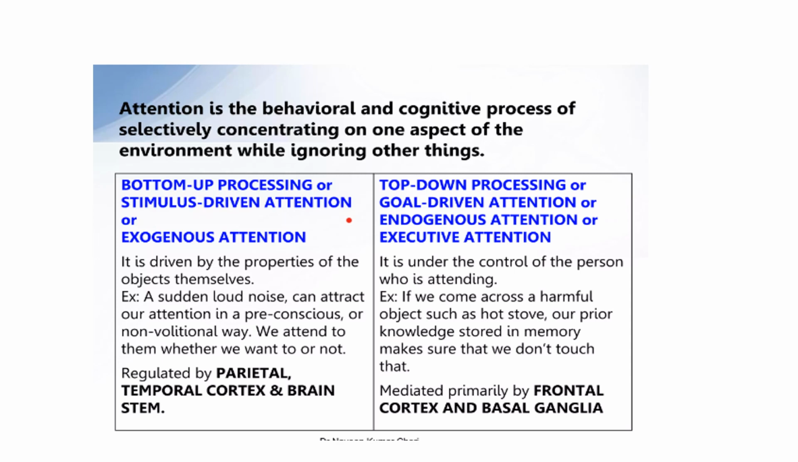So this is what basically is happening. If there's a loud noise, suddenly our attention automatically gets diverted. This is a normal phenomenon. Then top-down processing, or goal-driven attention, or endogenous attention, is under control of the person who is attending. Example: if we come across a harmful object such as a hot stove, our prior knowledge stored in memory makes sure that we won't touch that thing again, mediated primarily by the frontal cortex and basal ganglia. So this is basically the normal thing, how we should behave.